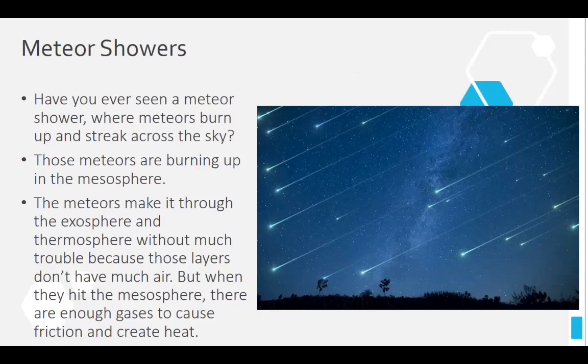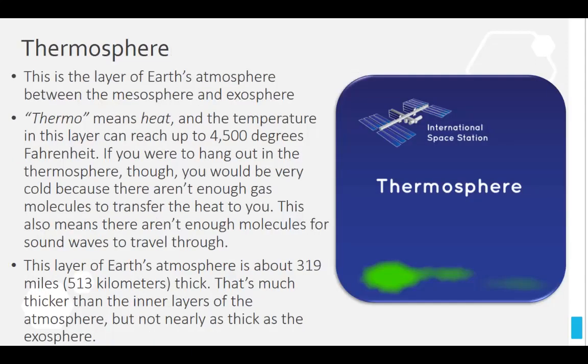Okay, so after the mesosphere, we're moving on upward into the thermosphere. This is the layer of the Earth's atmosphere that's next after the meso, but before we get to the exosphere. Thermo means heat, and the temperatures in this layer can reach as high as 4,500 degrees Fahrenheit, so hot. If you were to hang out in the thermosphere, though, you would be very cold because there aren't enough gases, in terms of the molecules, to actually transfer the heat to your body.